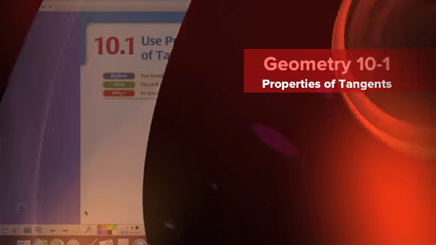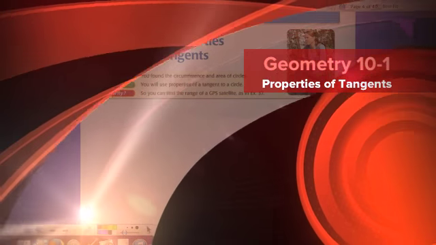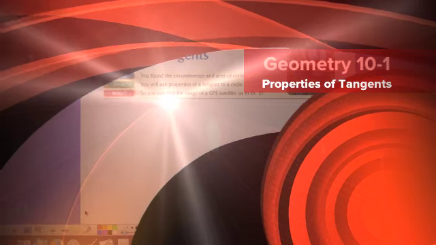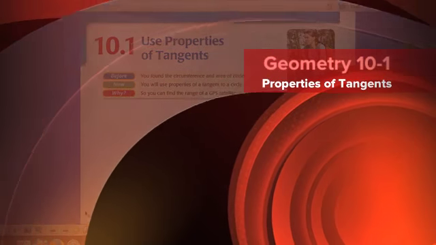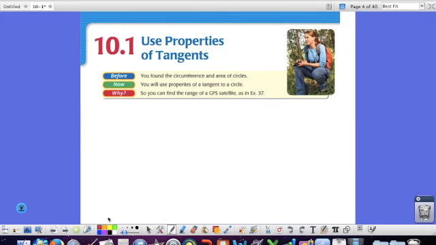The chapter we've been waiting all year for, circles. The first lesson is using properties of a tangent to a circle.